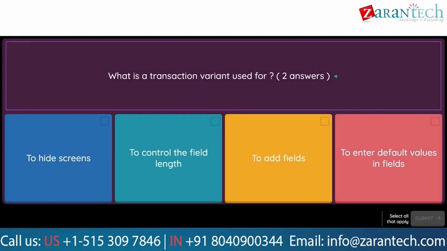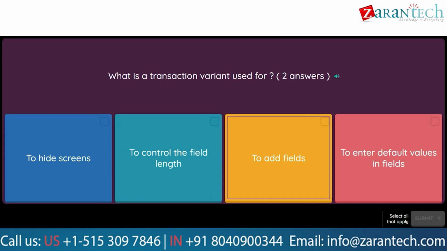Question, what is a transaction variant used for? 2 answers. Option 1 to hide screens. Option 2 to control the field length. Option 3 to add fields. Option 4 to enter default values in fields.